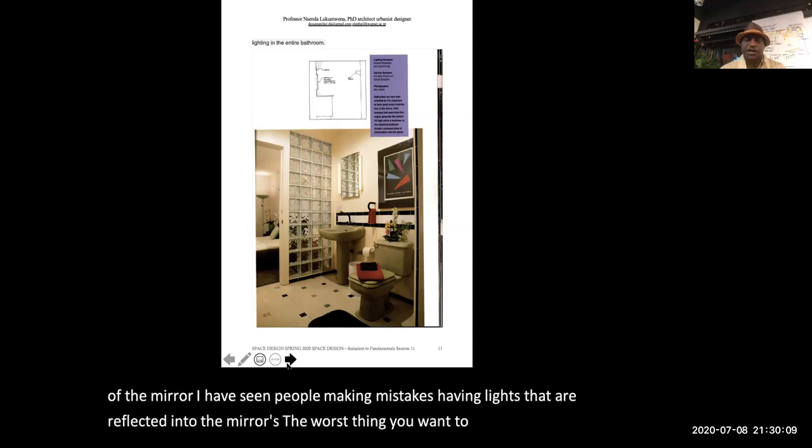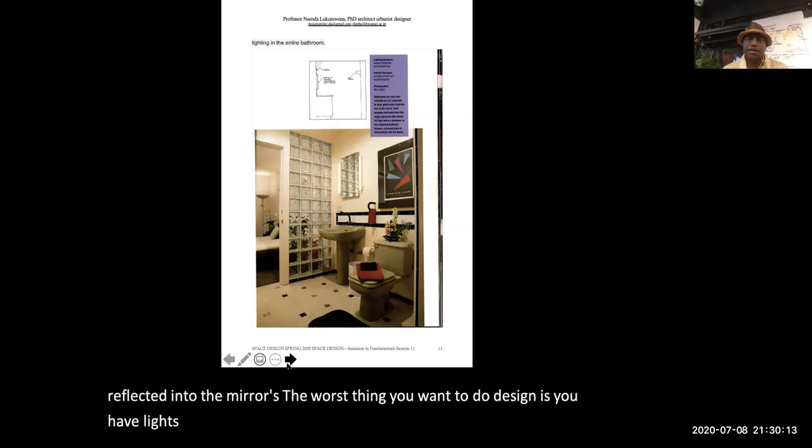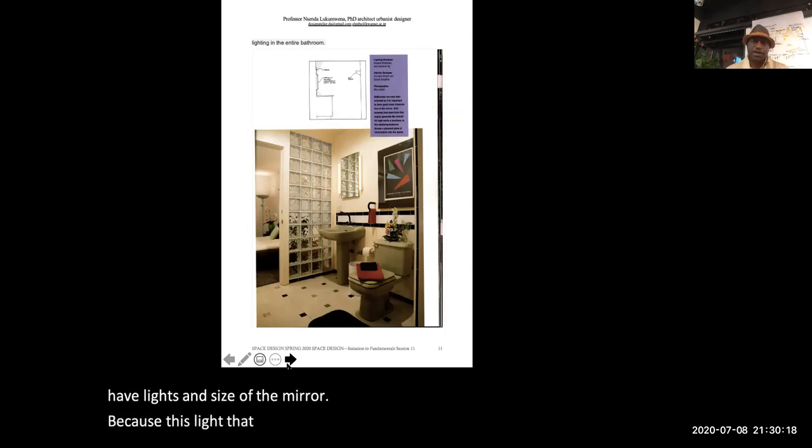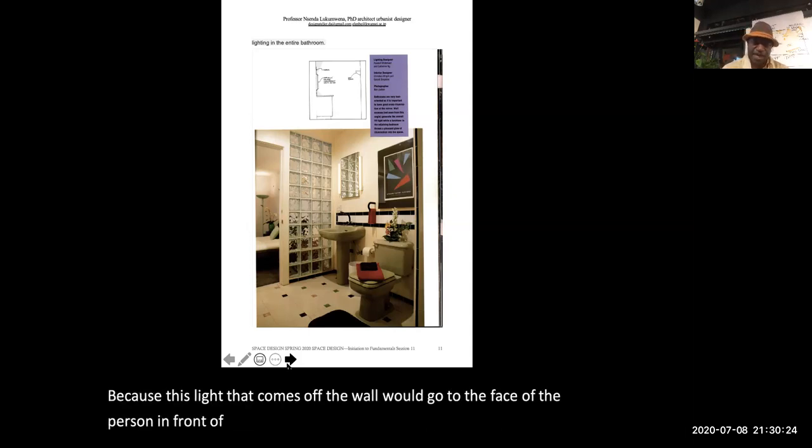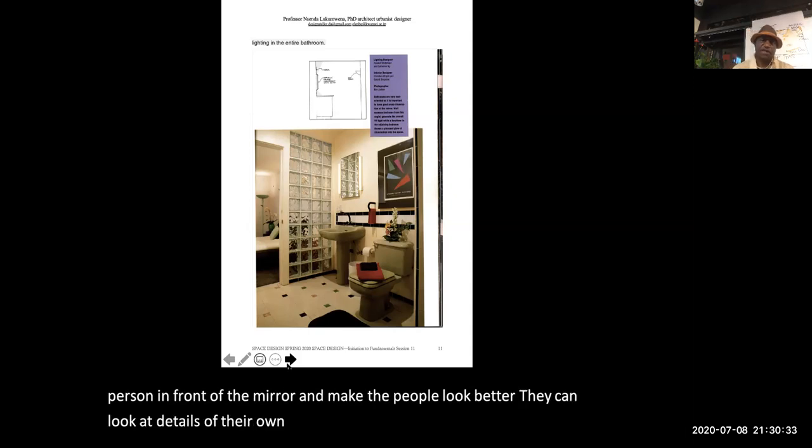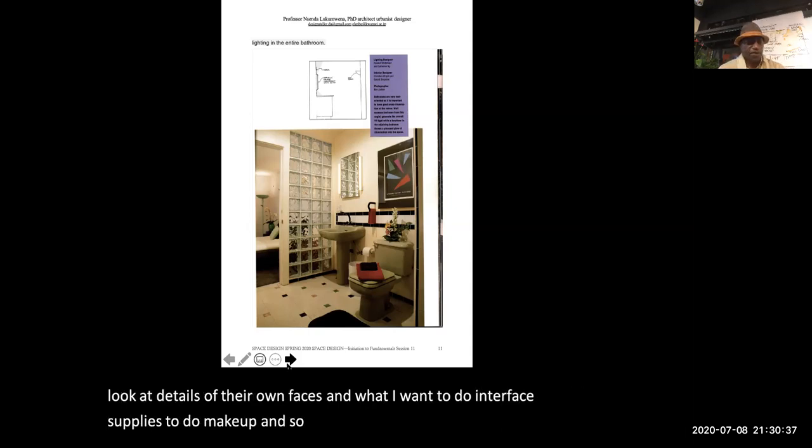The best design is to have lights on the sides of the mirror, because this light that comes off the wall goes to the face of the person in front of the mirror and makes the people look better. They can look at details of their own faces and what they want to do on the face. It's a place to do makeup and so on. And women are very sensitive to this thing.